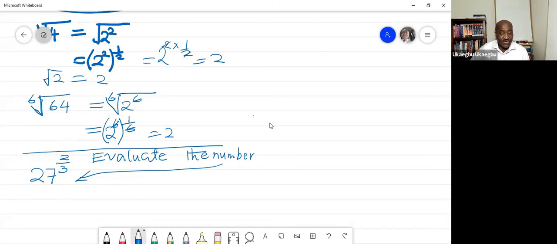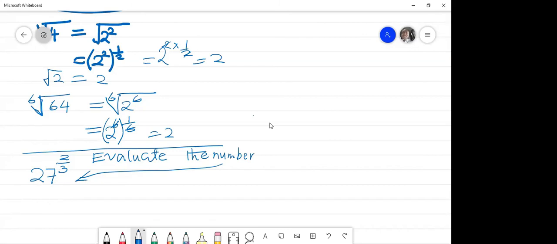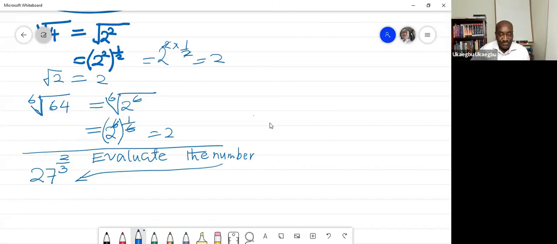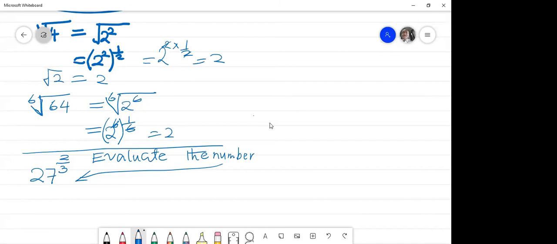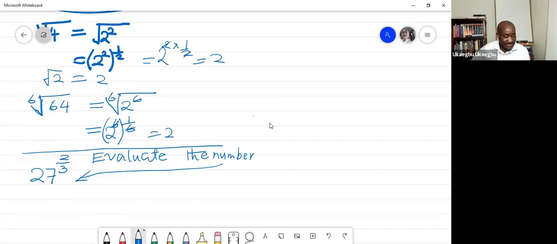Okay, if I say evaluate this number using a calculator, what are you going to do? You would put it in a calculator. So what are you going to put in the calculator? You would put 27 raised to 2/3 in the calculator, and then you press enter. Okay, can you do that? Let's see what the answer gives you. Use your cell phone calculator and do that. If you don't have a TI 84, use your cell phone calculator to do it, and let's see what you get. I got 9. You got 9?